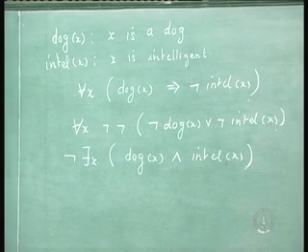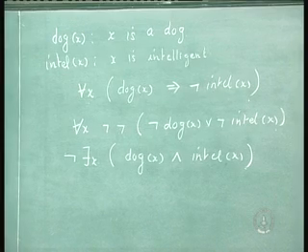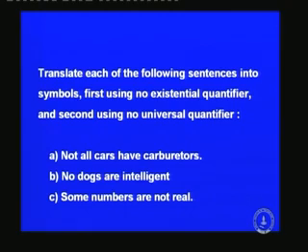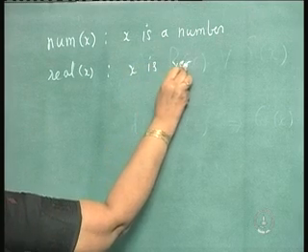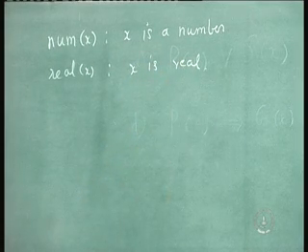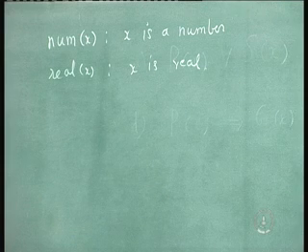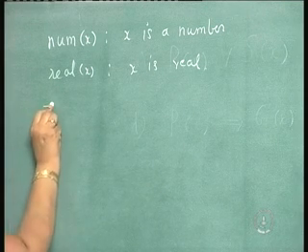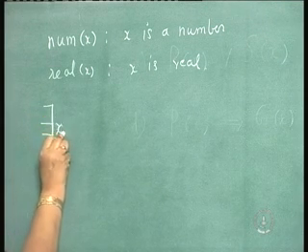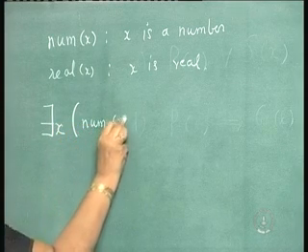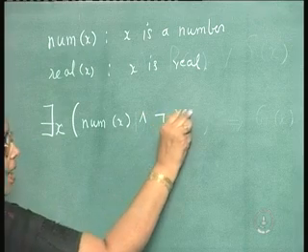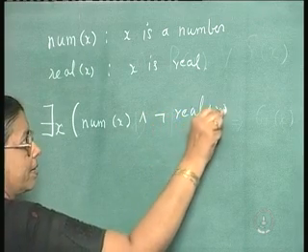So, num x denotes x is a number, real x denotes x is real. So, some numbers are not real. Using the existential quantifier you can write it like this: there exists x, num x and not real x.